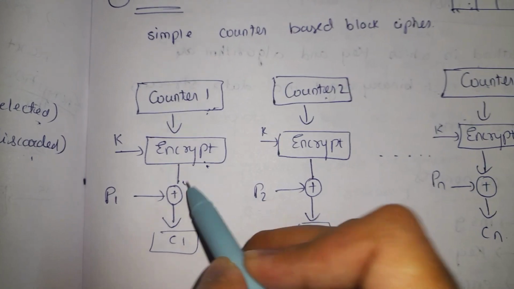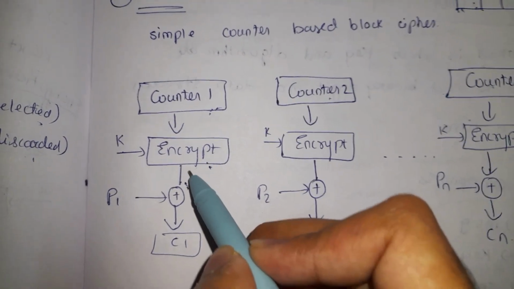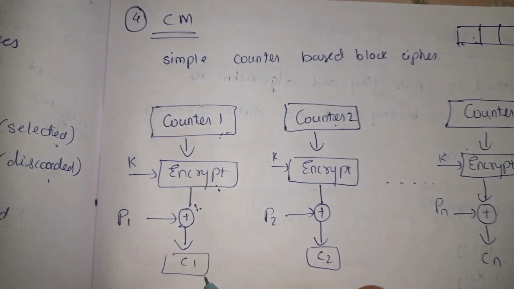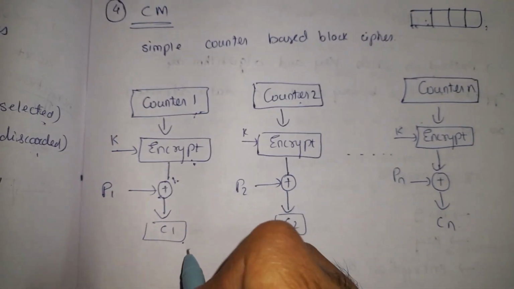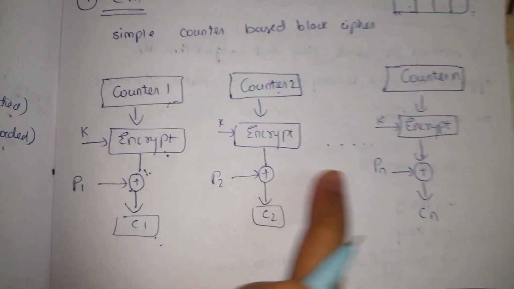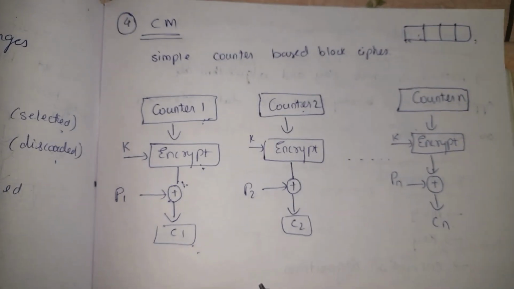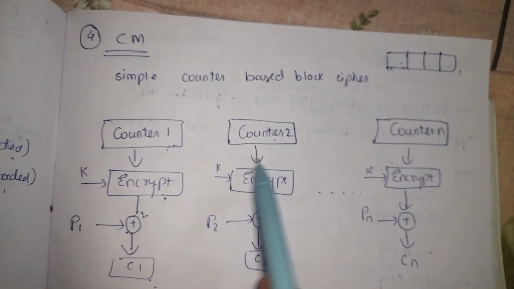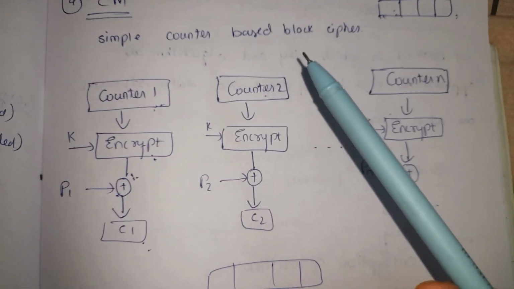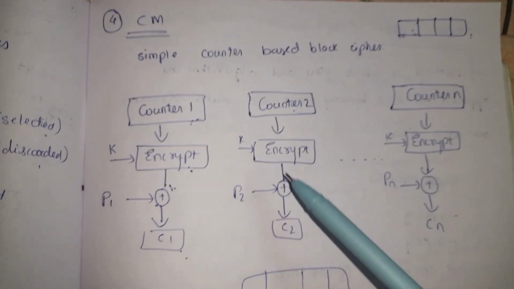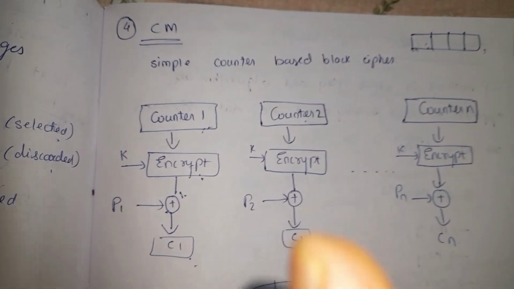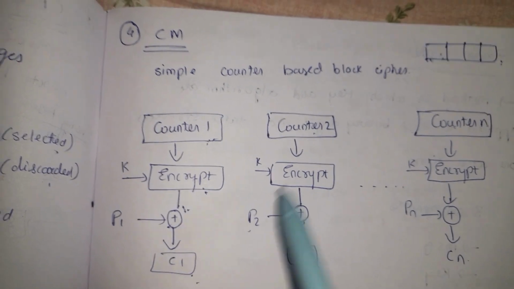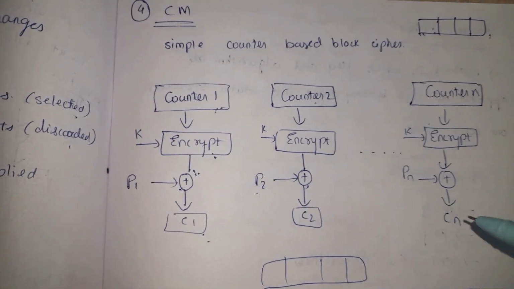After generating this output, we perform an XOR operation between the output and our plain text block to generate our cipher text. This happens at all the other counters, and the combination gives us our cipher text. Each counter has a different value, so based on the different values we get different outputs. Based on those outputs, XOR operations are performed between the plain text and the outputs at the end of each counter.